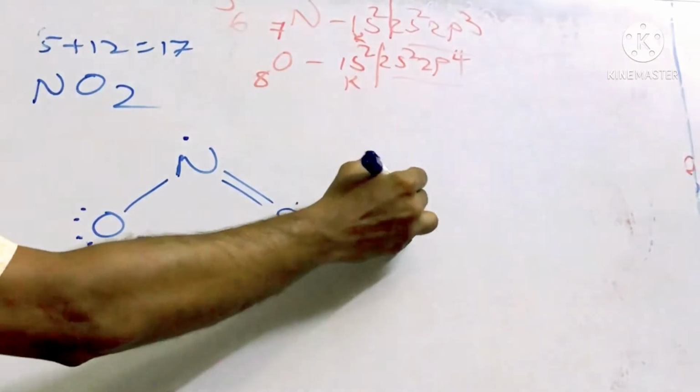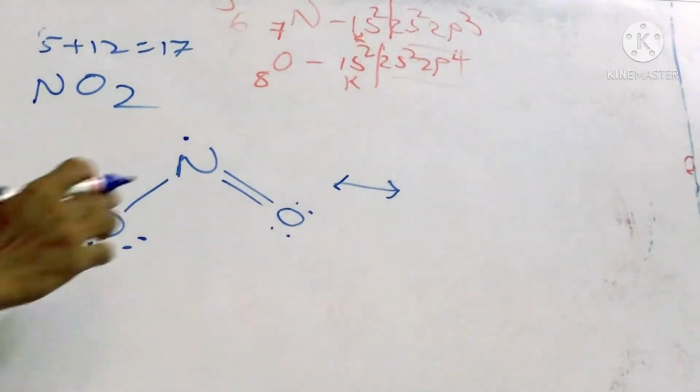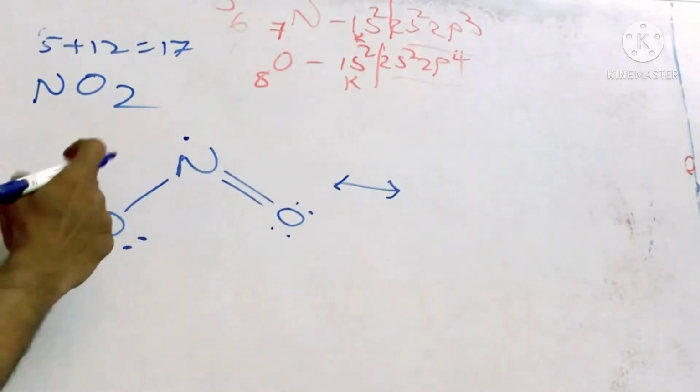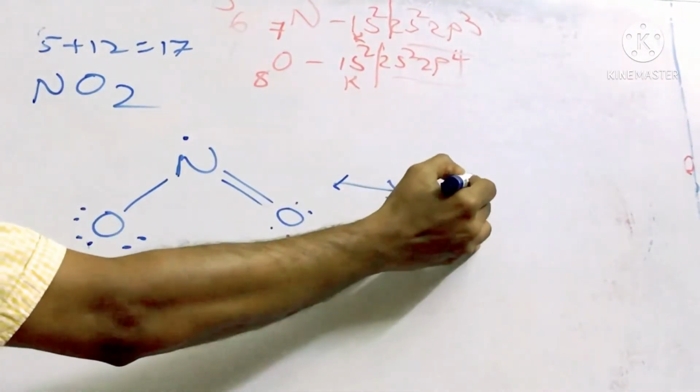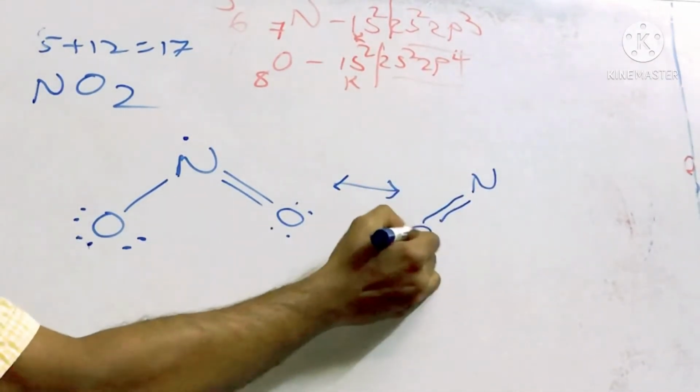Another resonance form is, between these 2 oxygens you exchange the bonds. Here I have a double bond, here you can make it a single bond, and here you make the double bond. So in such a way we can write another resonance structure. So I will put a double bond here, O.